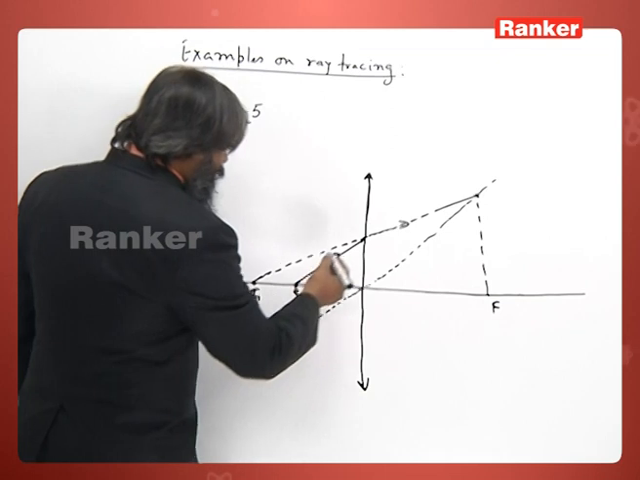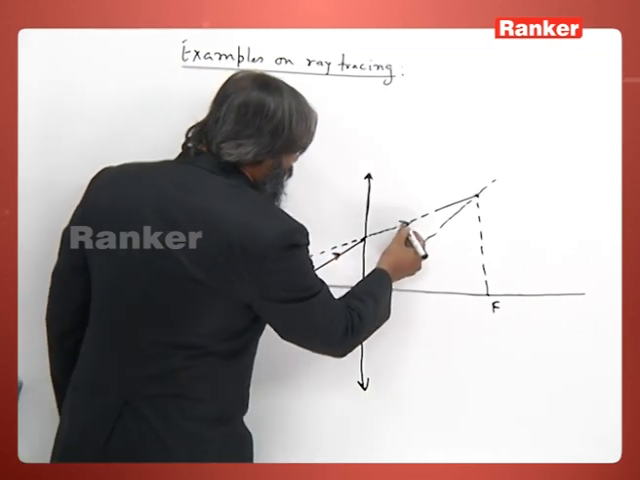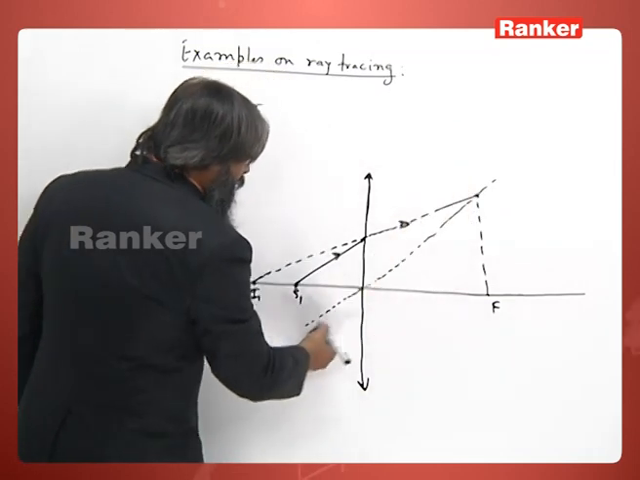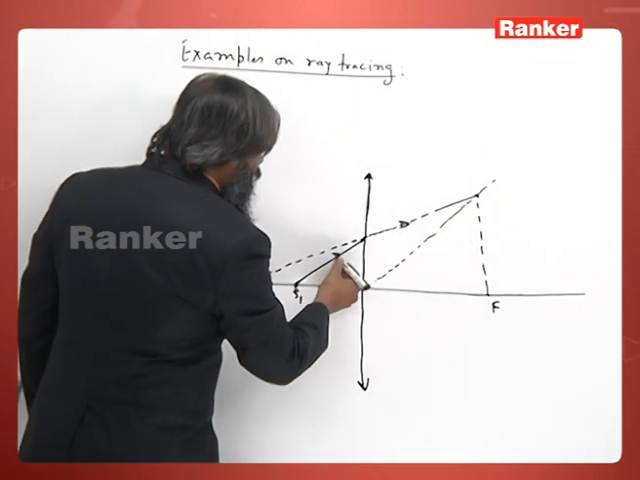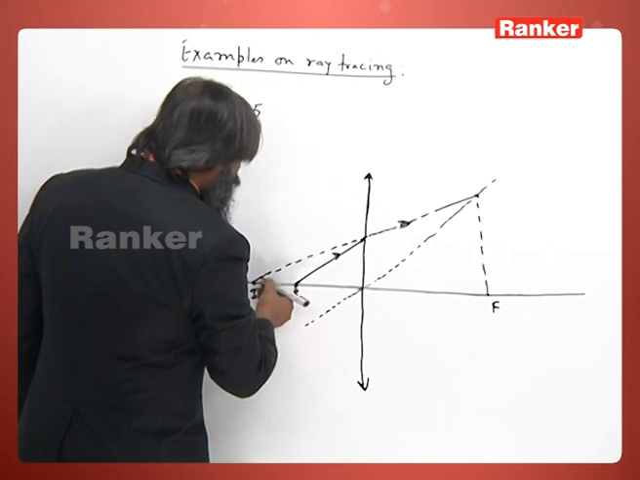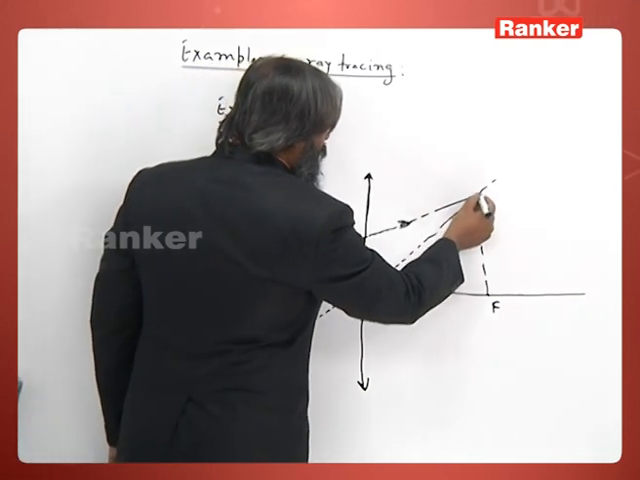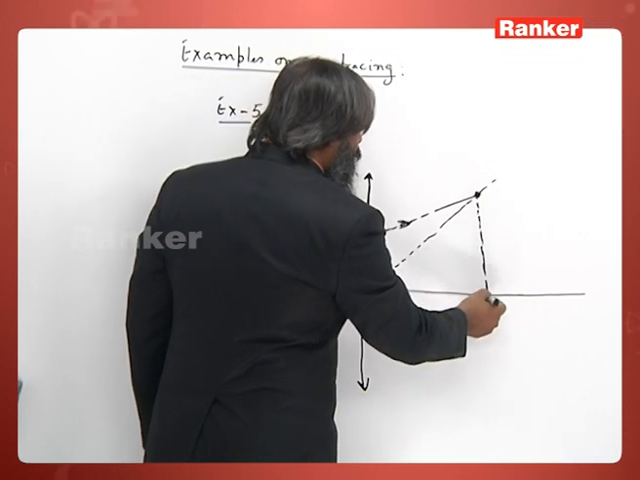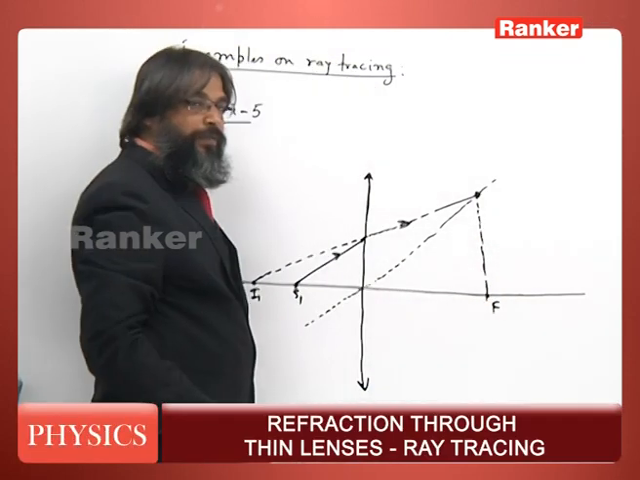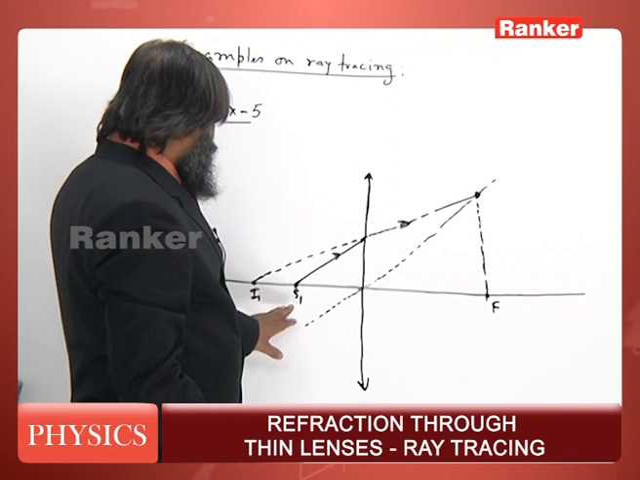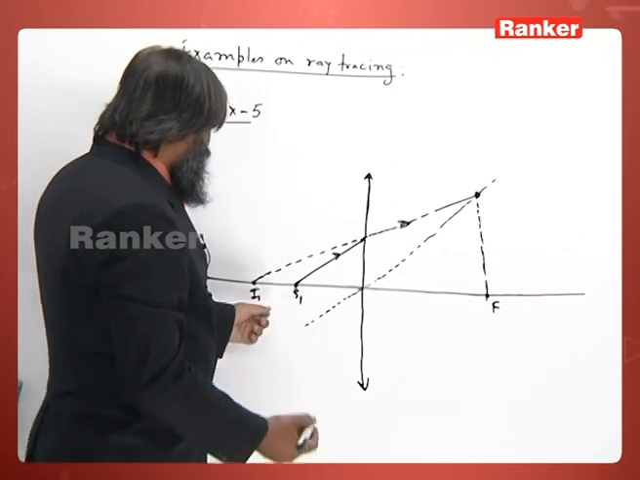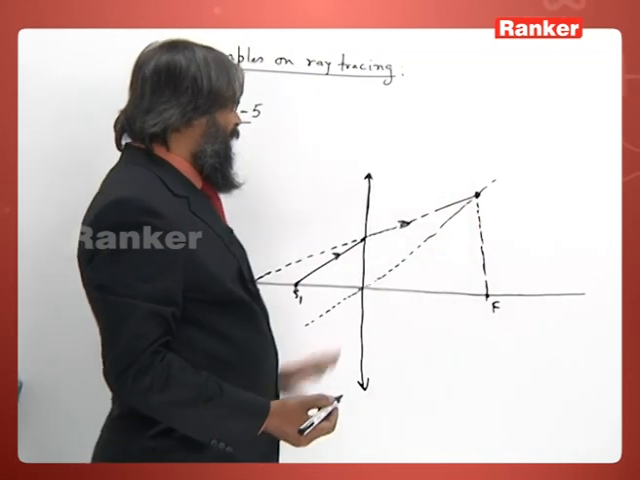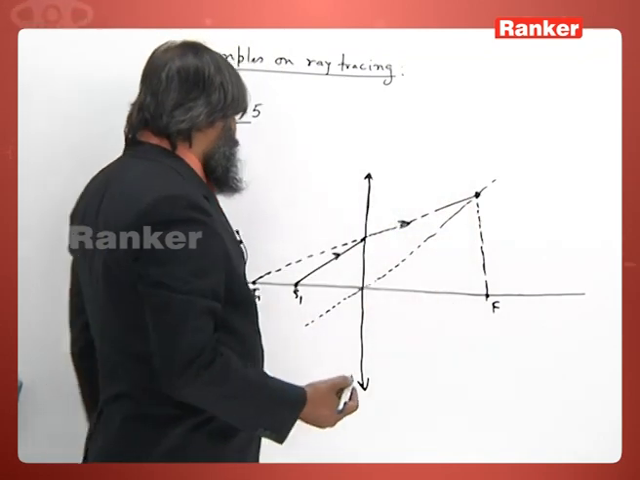So now I know that this ray has to go like this because this is the image, so it will bend like this. And this ray goes undeviated, and this ray after refraction must pass through I1. So that means this point lies on the focal plane. So this is the focus determined. Because I know that I1 is the image of S1, I have determined the focal plane. So now the focal plane is determined.